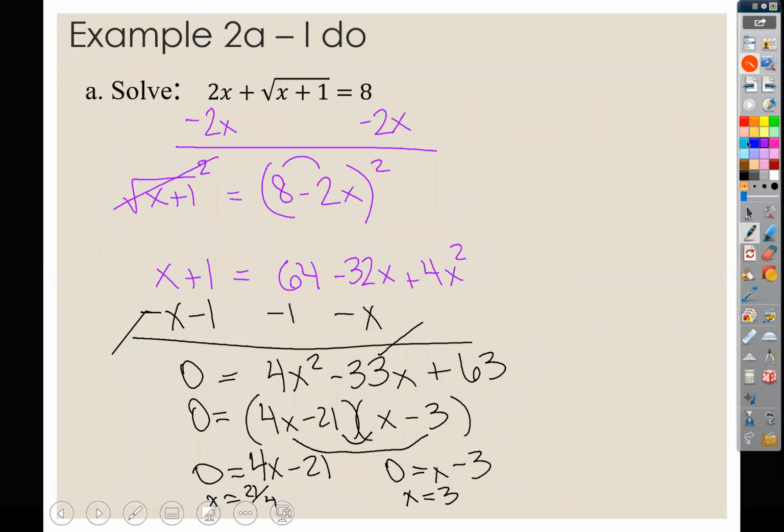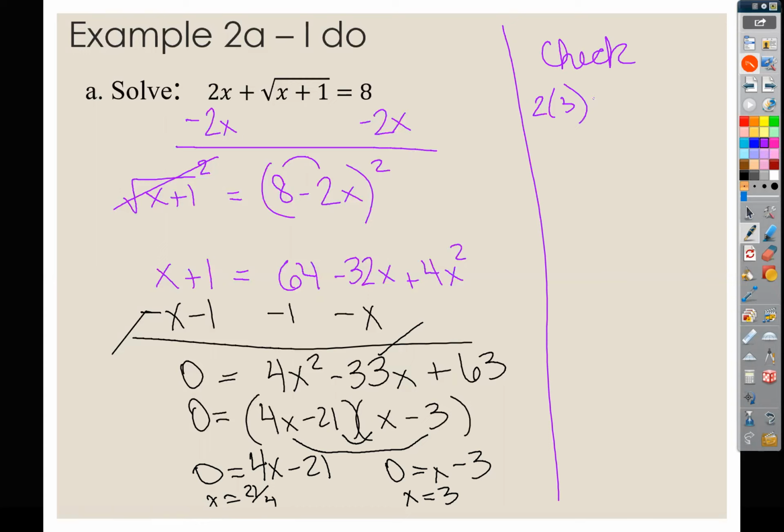When I check those, if I plug in 3 for x, I get 6 plus the square root of 4 equals 8. So that's 6 plus 2 equals 8, and that works. So x equals 3 is an answer.